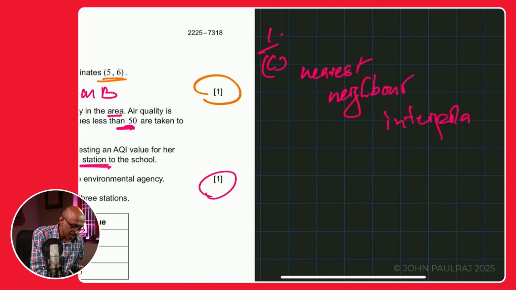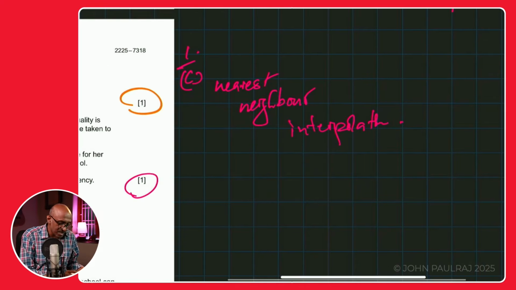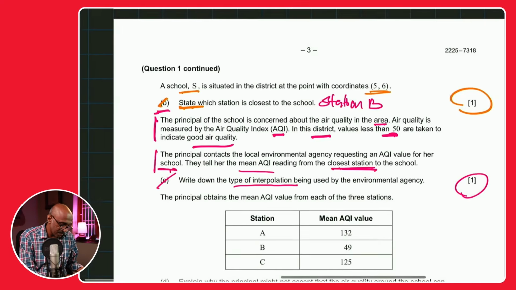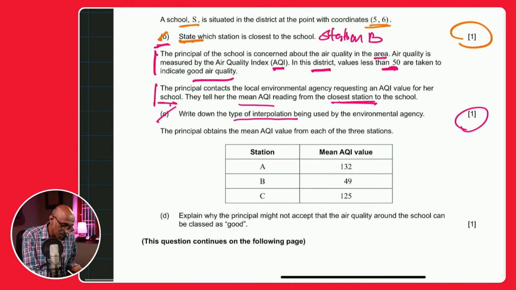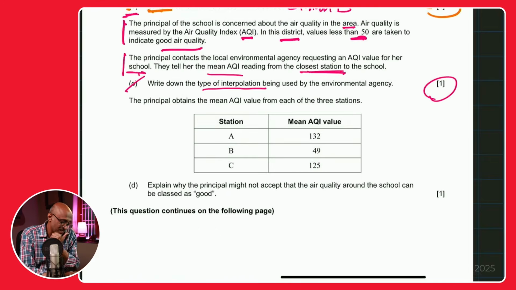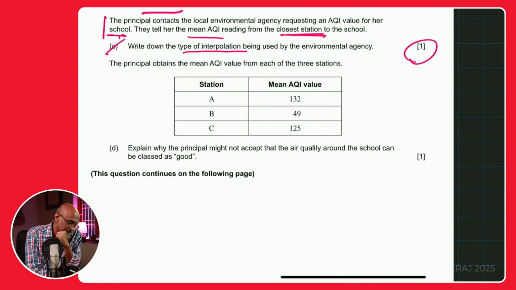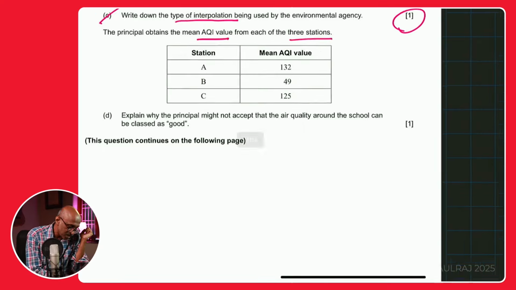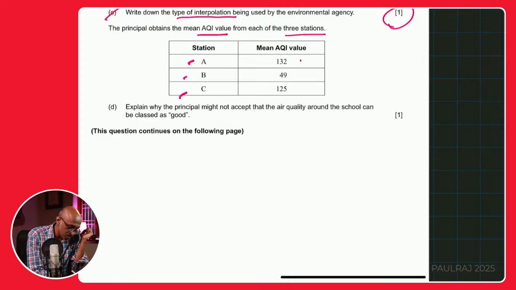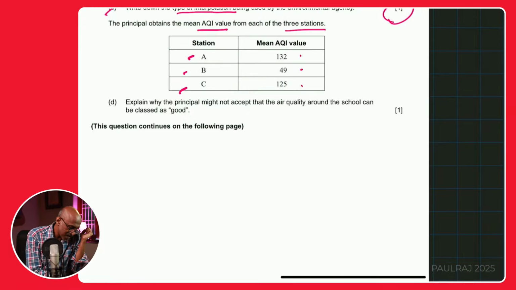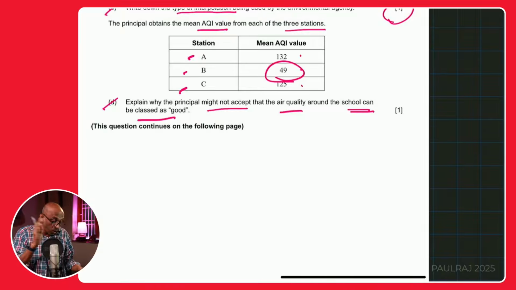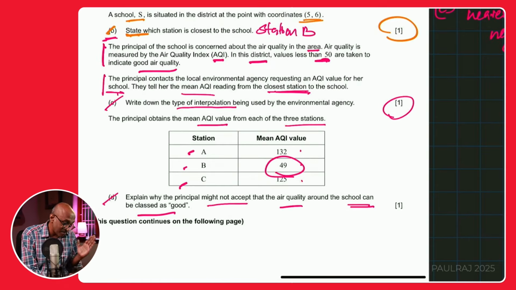So the technique used takes the closest site, and the closest site is B. As they've said, they've used the reading from the closest station to the school. The closest station was B, as we've said. So it's the nearest neighbor interpolation. The principal obtains the mean AQI from each of the 3 stations, and you can see this record: from station A, station B, station C, those are the mean AQI values. And then part D says, explain why the principal might not accept that the air quality around the school can be classified as good. Now this is the mean value, and although there was something like 50, if it's less than 50, it's supposed to be good.